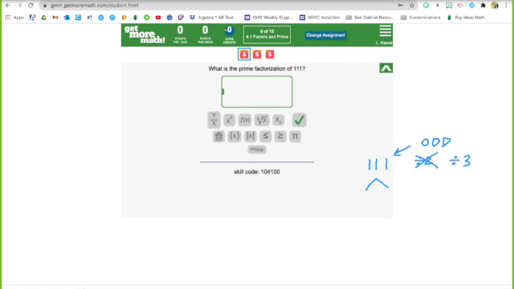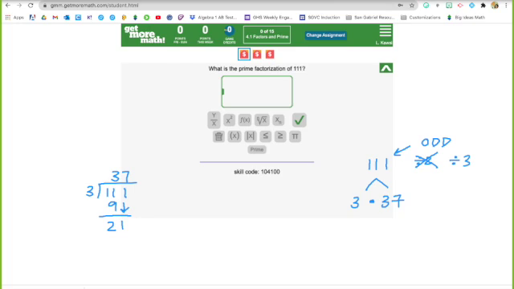Let's see if 3 works. So if we have 3, let's see if we could divide by 3. 3 times 3 would give us 9. And then I'm left with 2, and then I drop down the 1, and I get 21, so 3 times 7 equals 21, which gives us 37. So 3 works. So I could say here that 3 times 37 works.